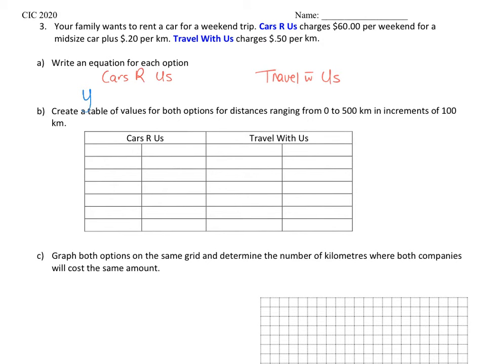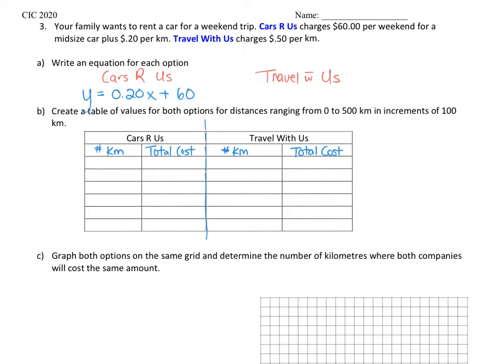Partial variation, right? So we have y equals 0.20x for 20 cents per kilometer, plus the $60, right? And just to remind you, you're going to need this when you go to do your graph and your table. Our x represents the number of kilometers driven, and our y represents the total cost. We're going to do a table here for Cars R Us, and we're going to do a table here down below for Travel With Us.